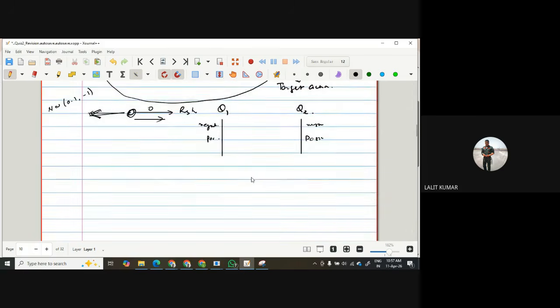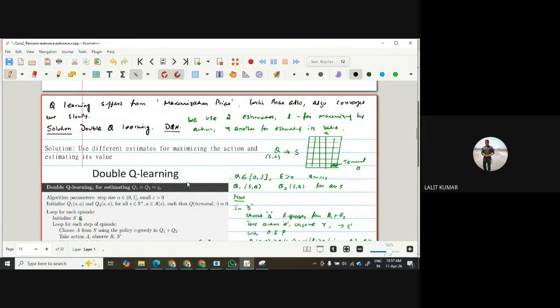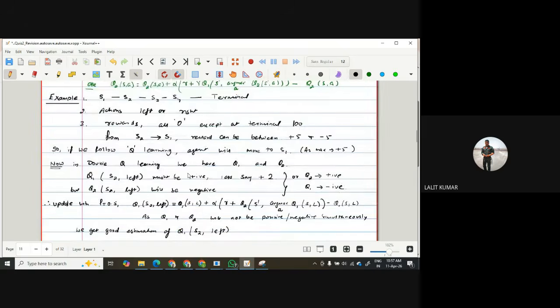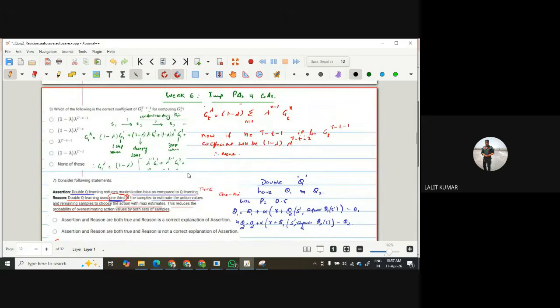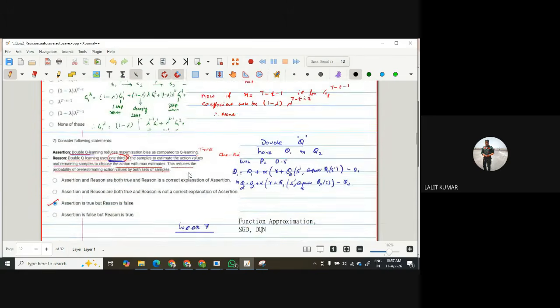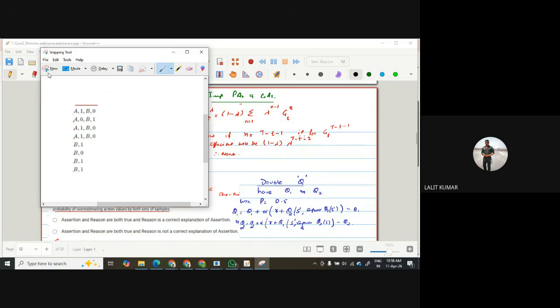Okay, so let's move fast again slightly. I have covered maximization bias, and I have covered double Q learning. In week 6, those questions are not there, but I will encourage all of you to look at them. There was a question about this where the answer is incorrect, so we can see this question before moving further.